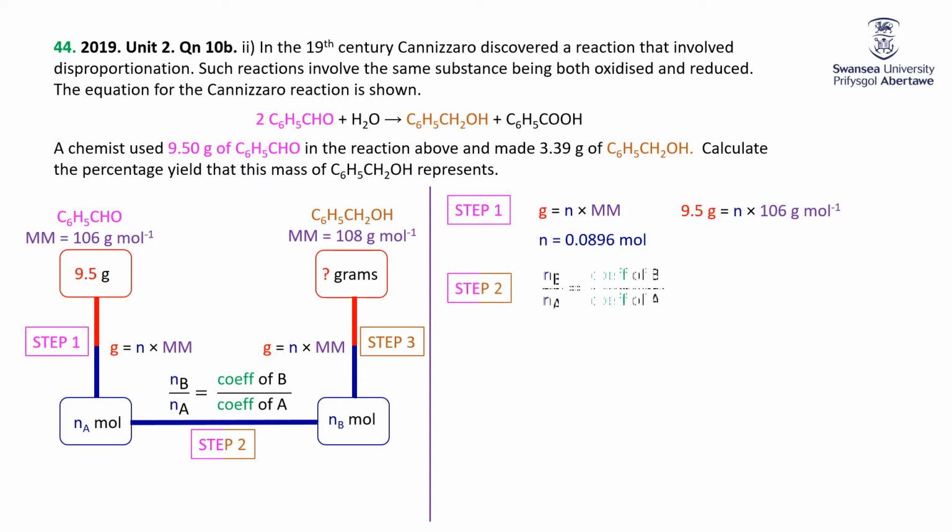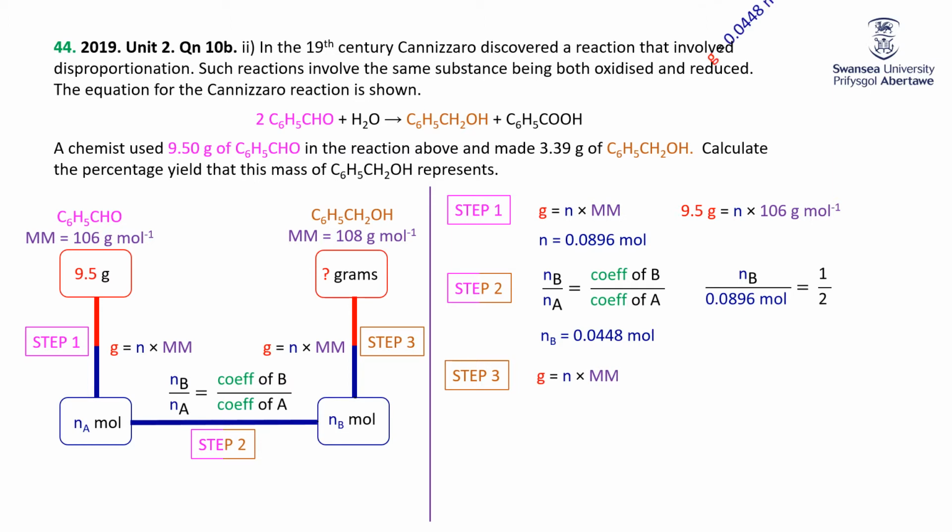Step 2, convert from moles of the pink stuff to moles of the brown stuff. It is a 2-to-1 reaction, so the coefficient of B is 1, the coefficient of A is 2, so therefore the moles of B, the moles of benzyl alcohol here, 0.0448 moles. Step 3, convert that to grams, which we've done a million times. So that's 4.84 grams of this, C6H5CH2OH. And that is the theoretical yield.